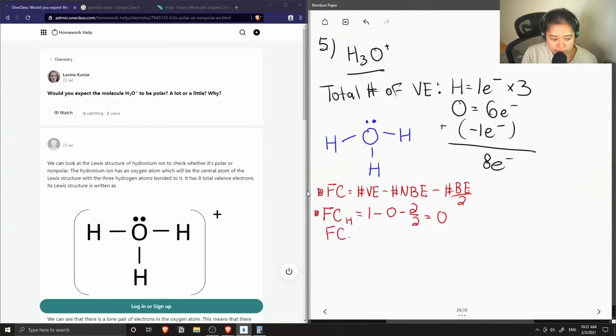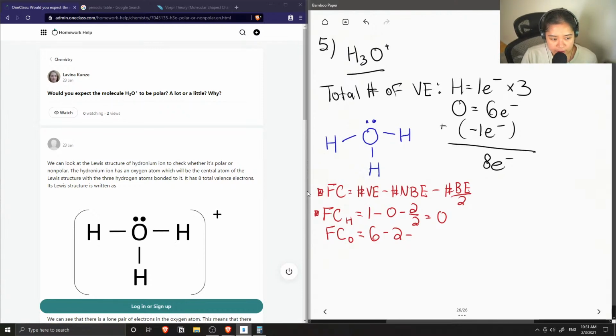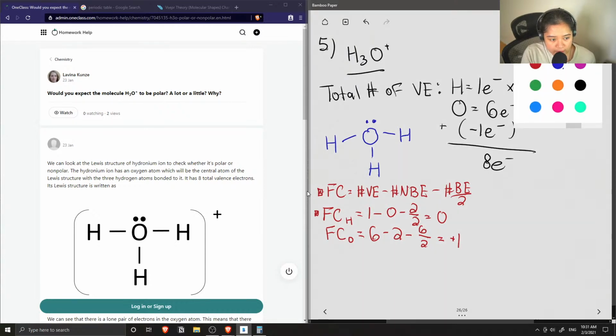And we can do the same thing for oxygen. Oxygen has 6 valence electrons. There are 2 non-bonding electrons in the form of the lone pair. And finally, there are 3 bonds to hydrogen, each bond containing 2 bonding electrons. So in total, we have 6 bonding electrons divided by 2. So 6 minus 2 minus 3 is positive 1. So now we know that our oxygen will be the one to carry the formal positive charge, positive 1.